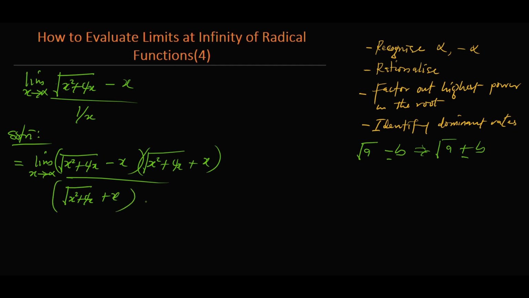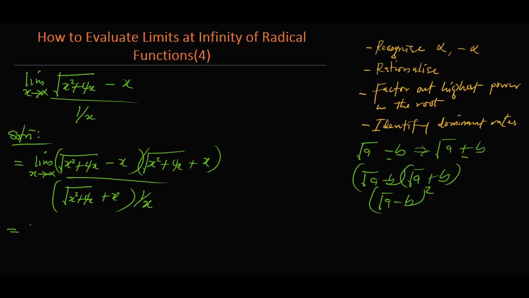So for order, let's have it written like this: multiply 1 over x. The numerator can be written as difference of squares. For instance, if you have root a minus b, multiply root a plus b, this will give us root a squared minus b squared. So this can be written as difference of squares.